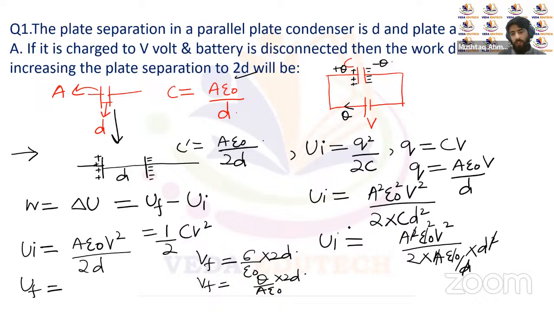And from here, we can easily calculate the work done by the external agent. That will be equal to the final potential energy minus the initial potential energy, right? This will be the total work done by the external agent in order to increase the separation between the two plates of a capacitor by D, or increasing the separation to 2D, right?